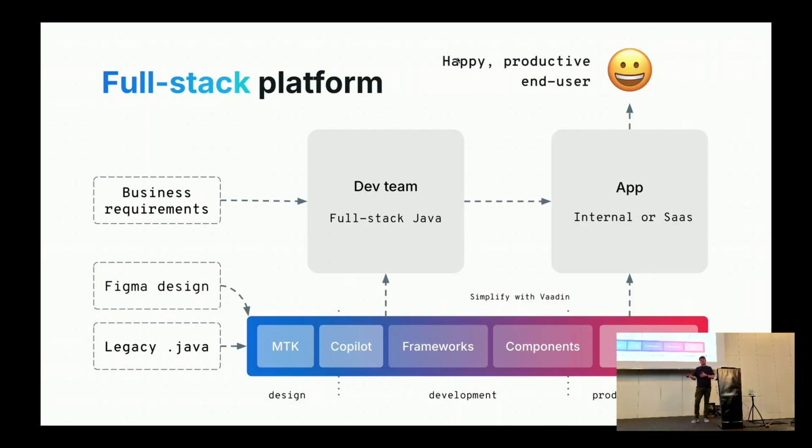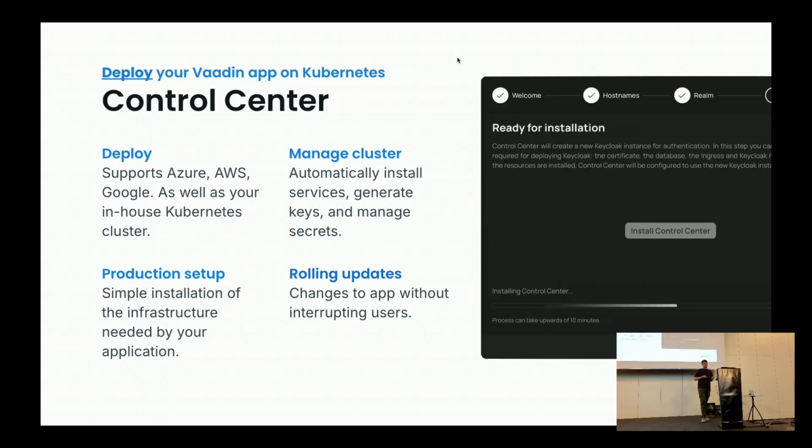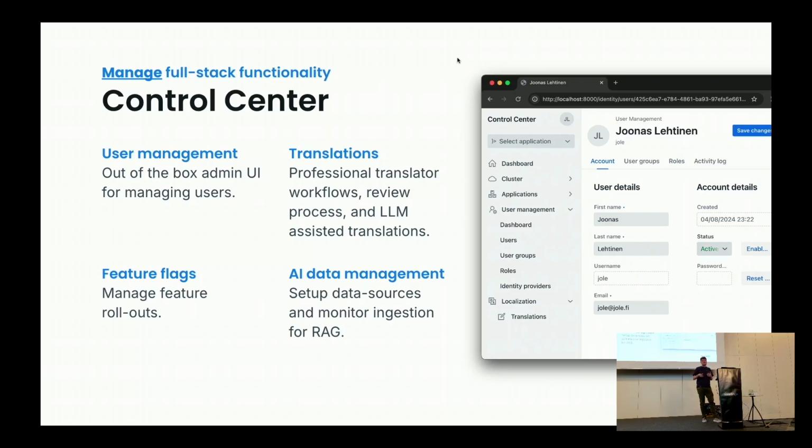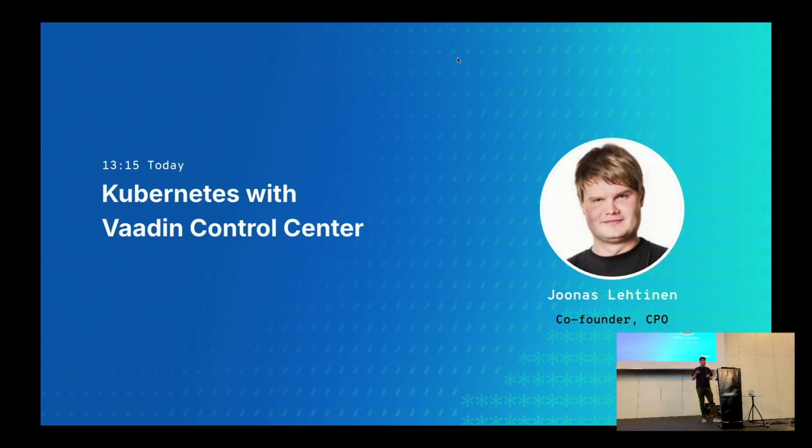So the final piece that we are adding to the platform, as you can see, the platform is kind of widening with this. So the last piece that we added to the platform is called Control Center. So this is making it easy for you to deploy your Vaadin application, whether that's any cloud, basically anything that can run Kubernetes, and then monitor what the application is doing. And in the end, also managing full stack functionalities that we bundled in there that you can just use and adopt. I'll have a session later on about this today. So come there and let's see how this works in practice.